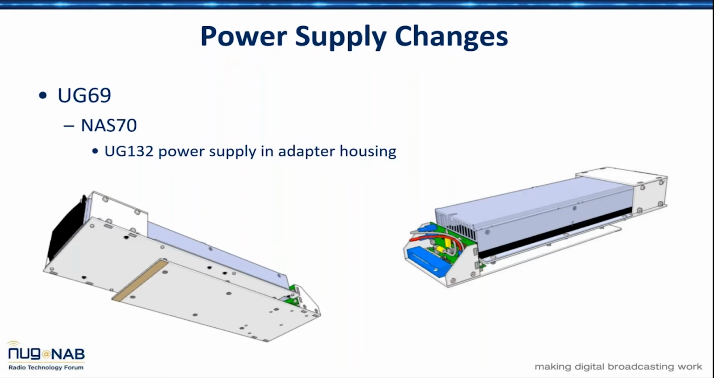For each position of UG69 power supply you need to replace, you'll need one of these assemblies. After you install it, the replaceable unit is just the UG132 power supply. There we go.